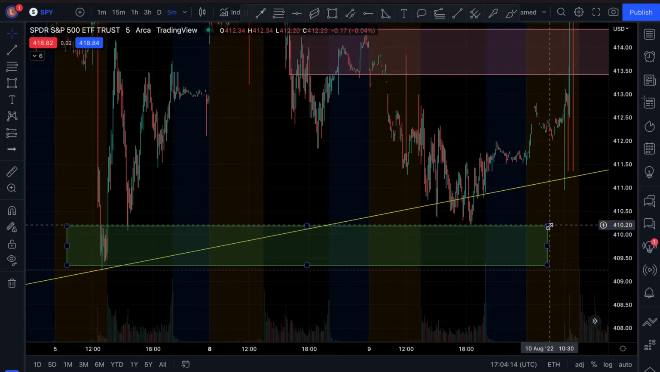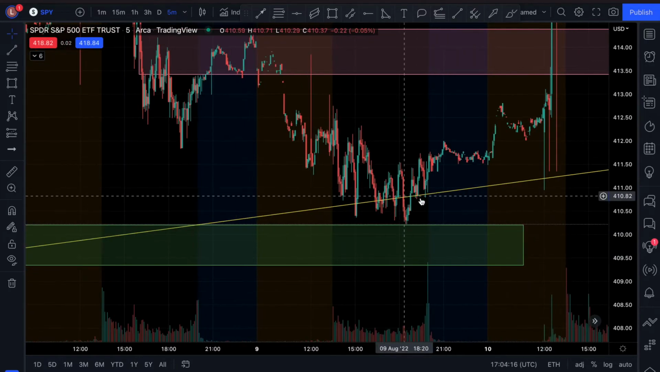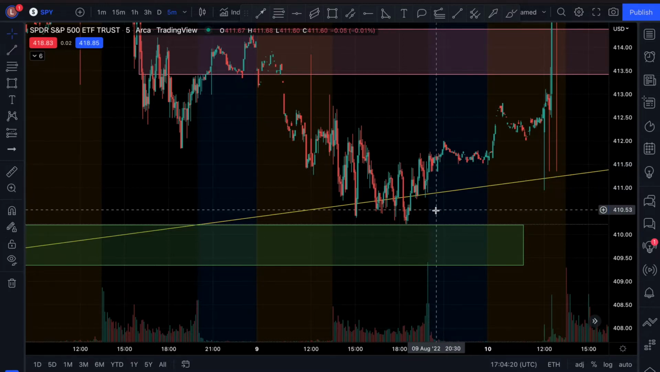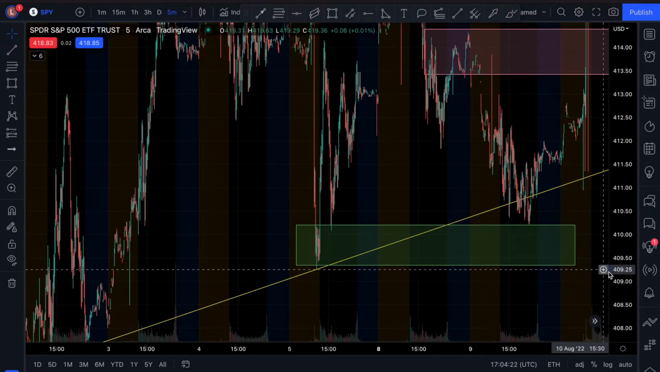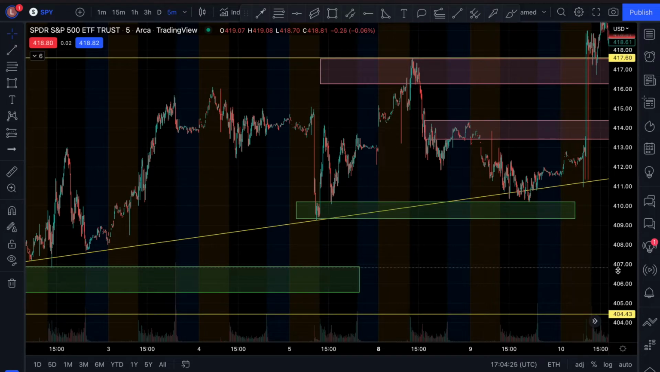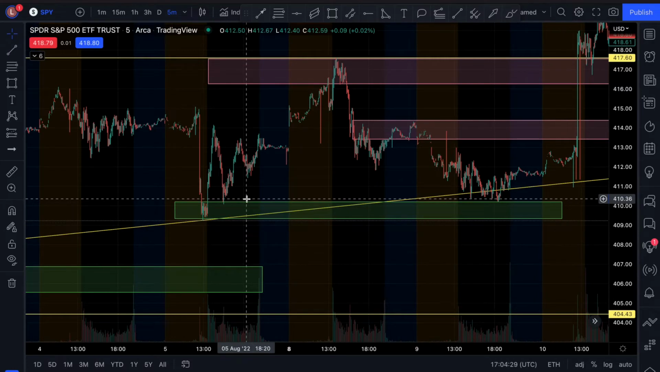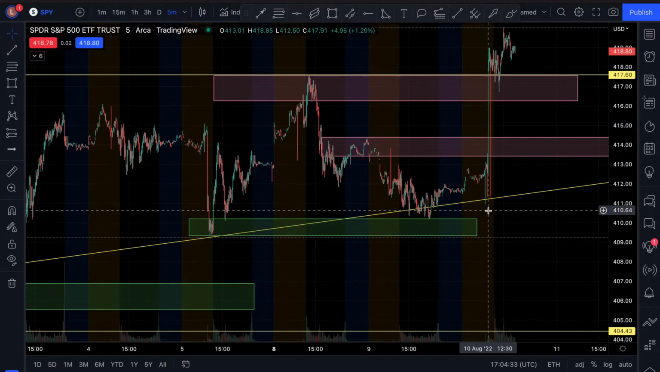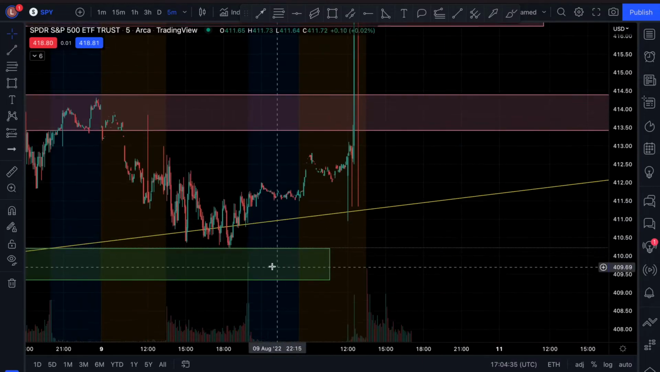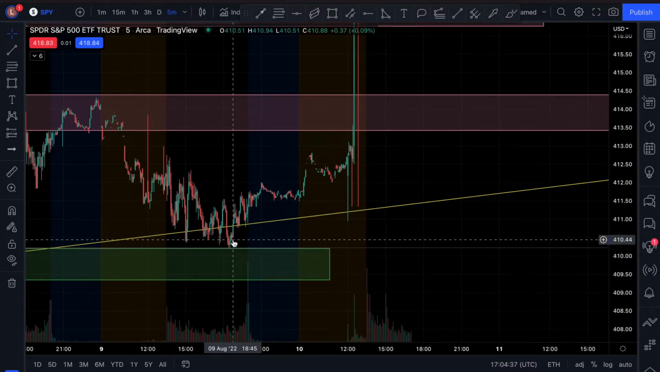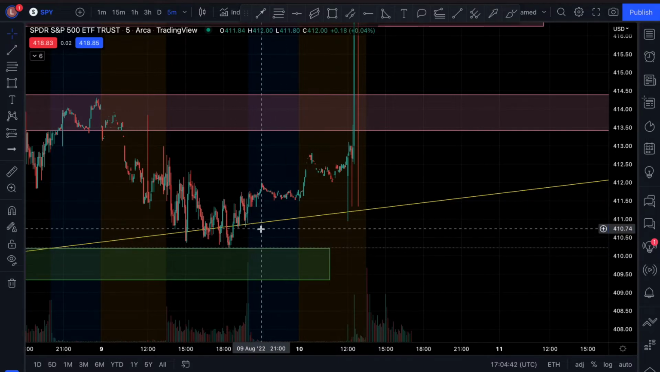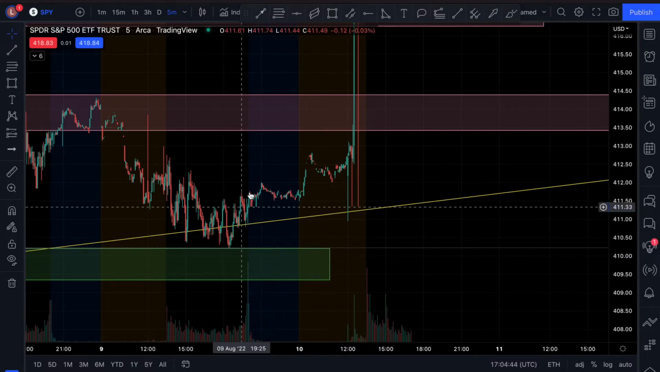So I realized around 12:30, 1 o'clock, I make sure to look at the bigger picture, right? I realized this hit off a demand imbalance right here. And then I saw the reaction it had. I'm like, okay, I had a good amount of buy orders getting filled. So I was like, all right, good imbalance there.